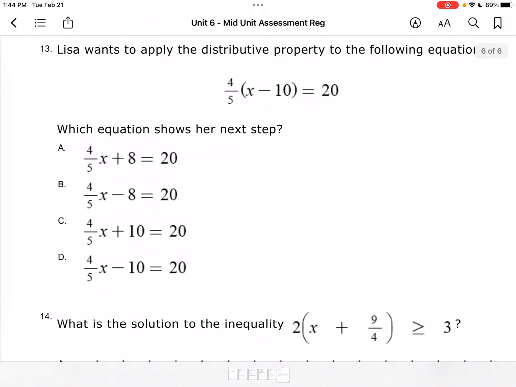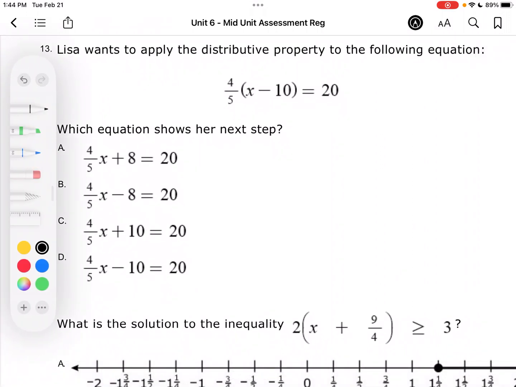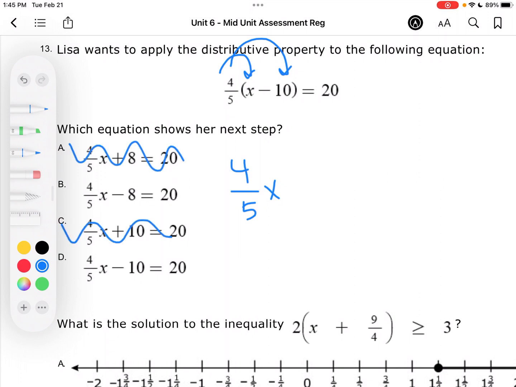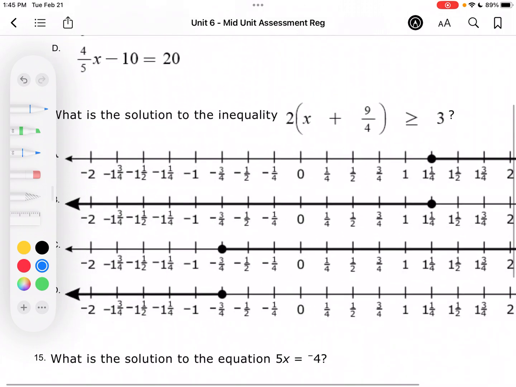All right, they wanted us to use the distributive property to show the next step. So 4/5 times x is going to give me 4/5 x. And then 4/5 times a negative 10. So I know it can't be A, and I know it can't be C because I'm multiplying a positive times a negative. So 4 times 10 is 40, divided by 5 is 8. So -8 equals 20. So my answer was B. You also had access to a calculator, so you just had to multiply 4/5 times -10.